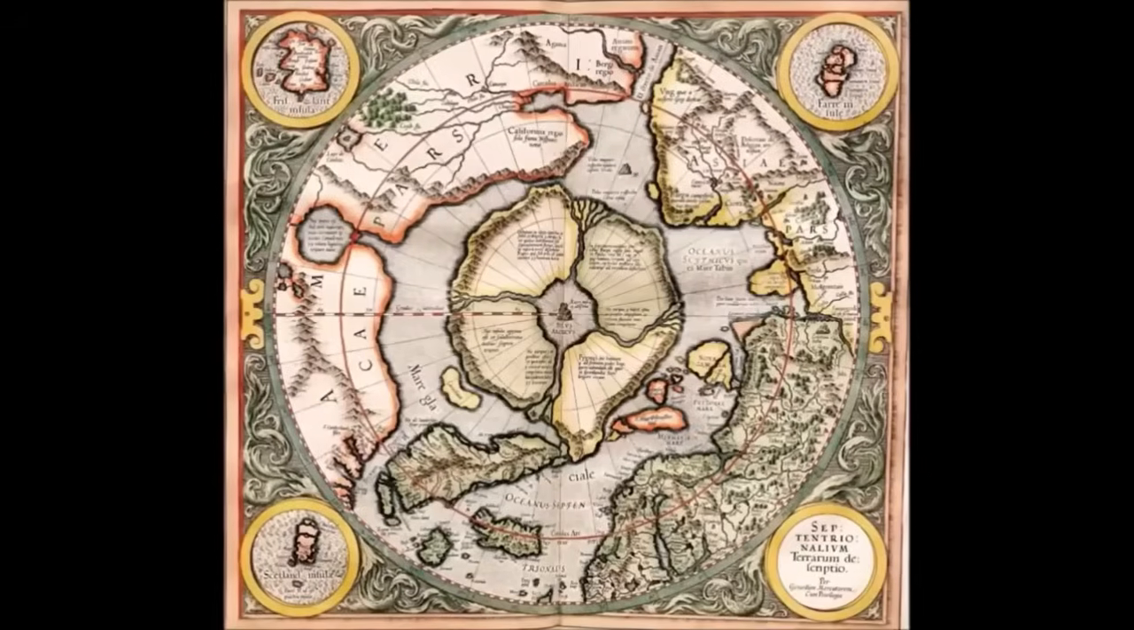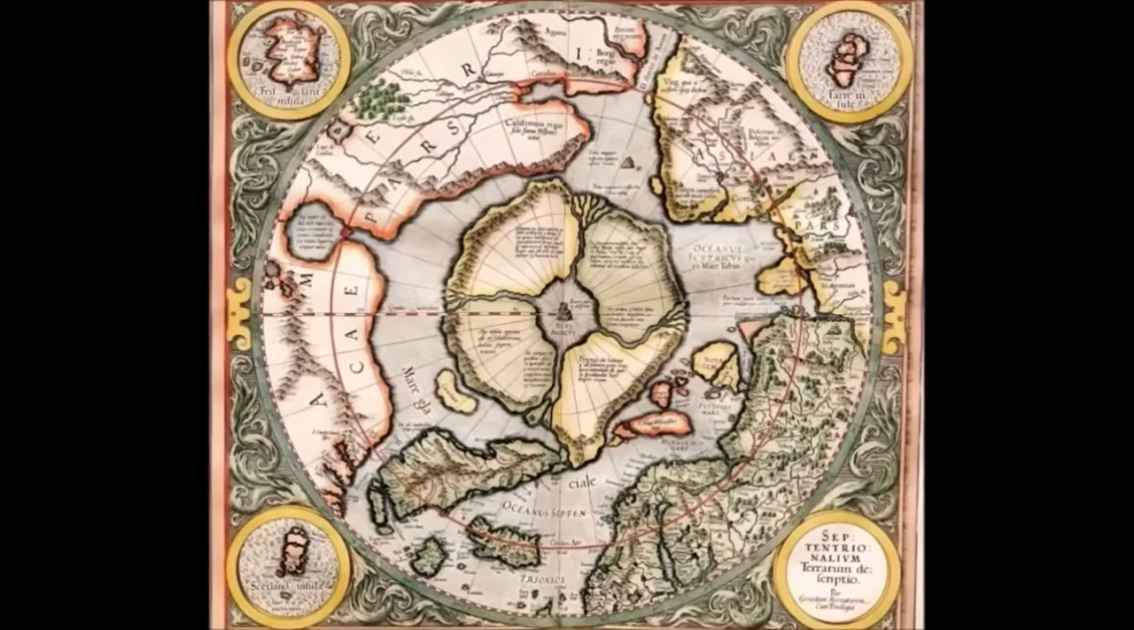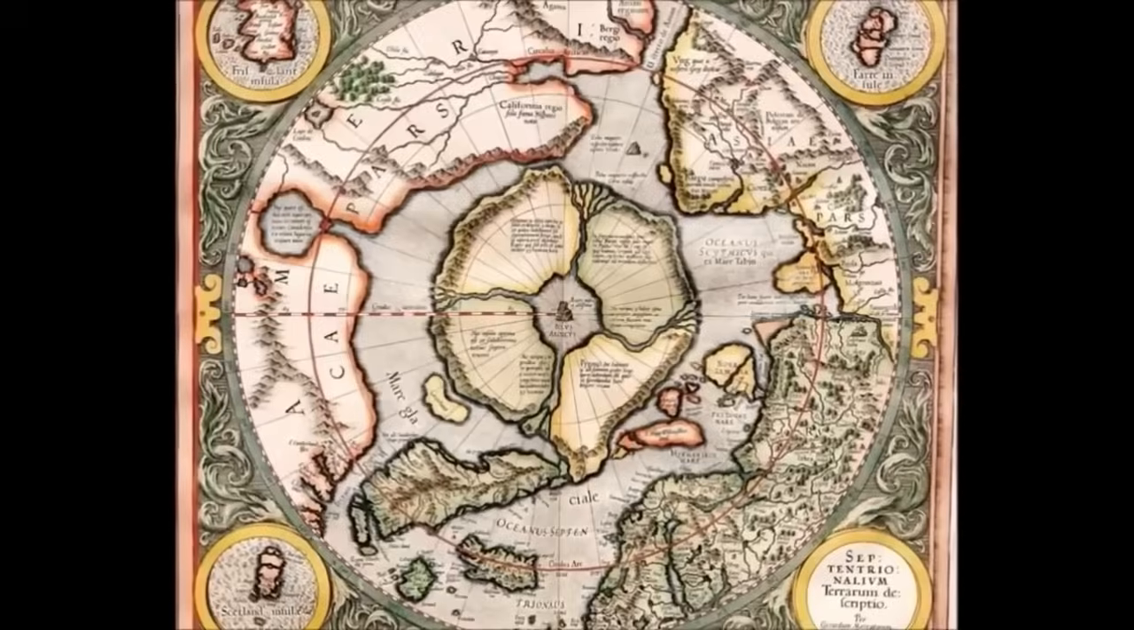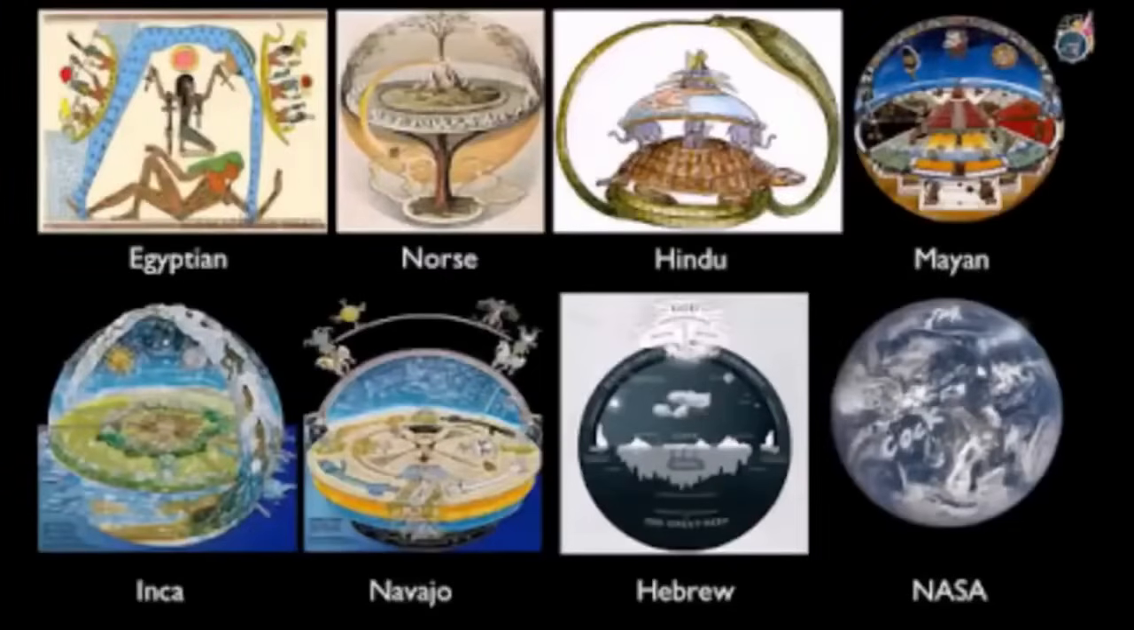Mercator's map from 1569 is also a Flat Earth map showing a magnetic mountain in the north with 4 continents surrounding it. The ancients had their own depictions of a flat Earth.